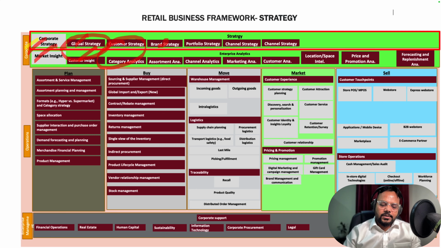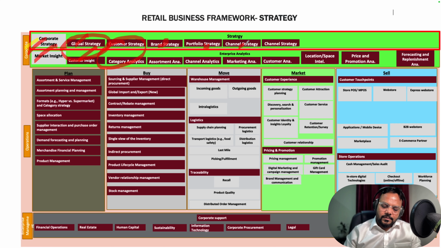Coming down to the brand strategy, it focuses on how we present ourselves to the customer, shaping the brand identity, brand promise, and customer experience. That's where the marketing comes along. Then comes the portfolio strategy, where the retailer decides which categories, product lines, and services it should expand, optimize, or exit to maximize profitability, which is tightly linked to your buying and planning strategy.